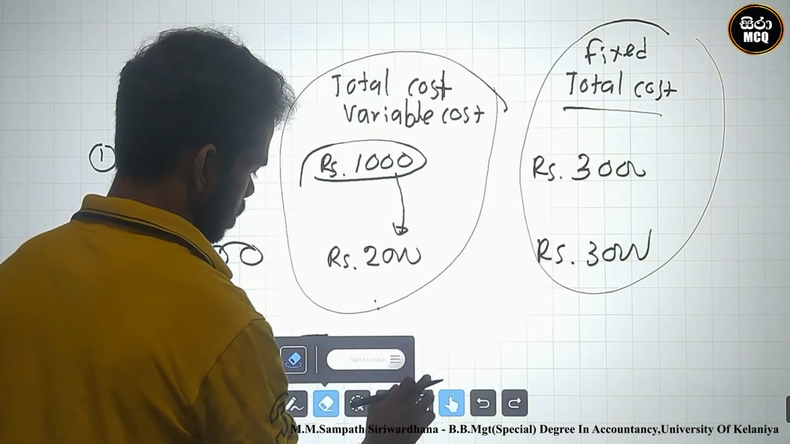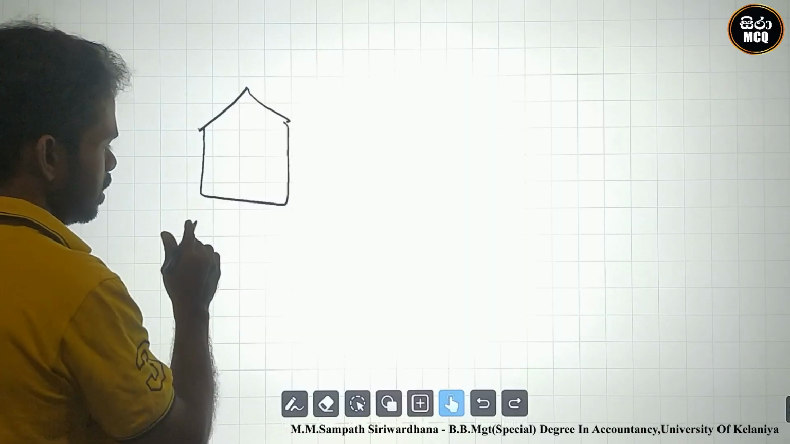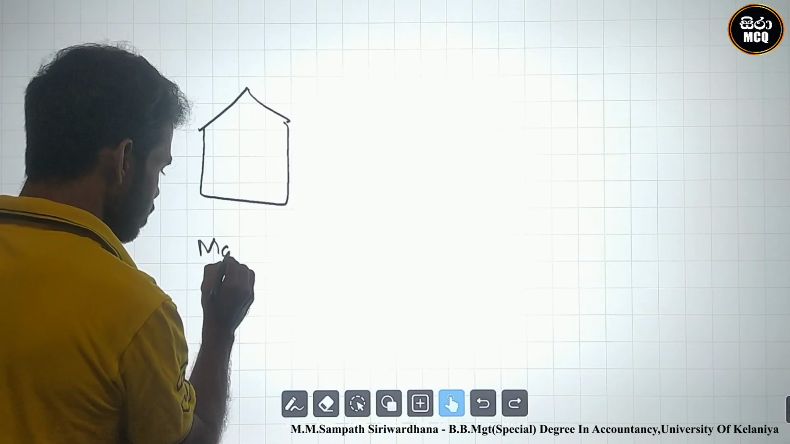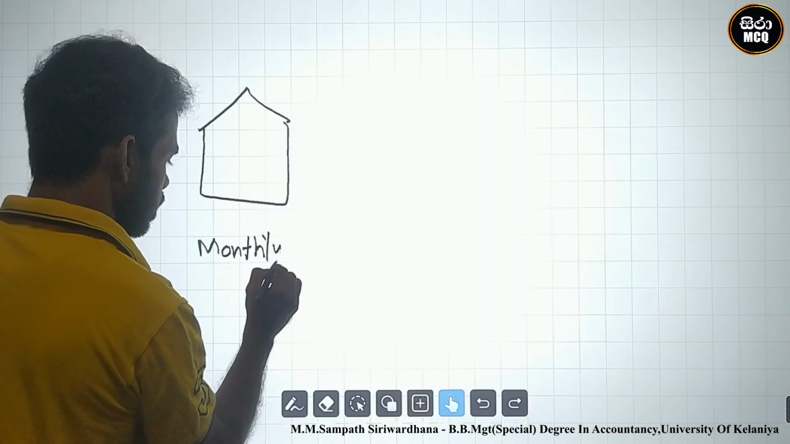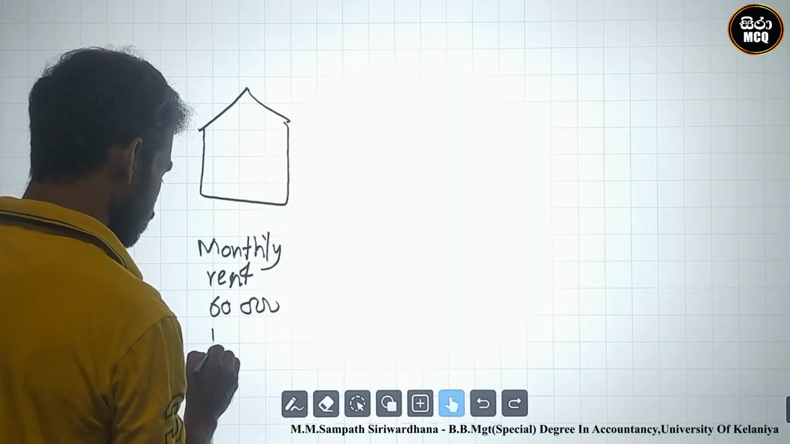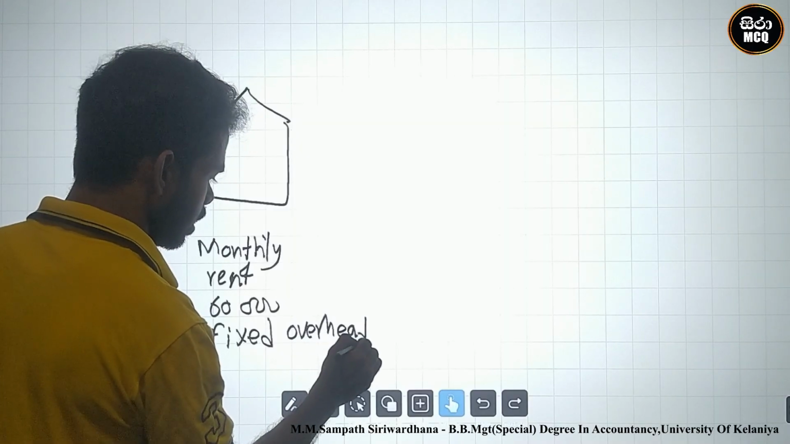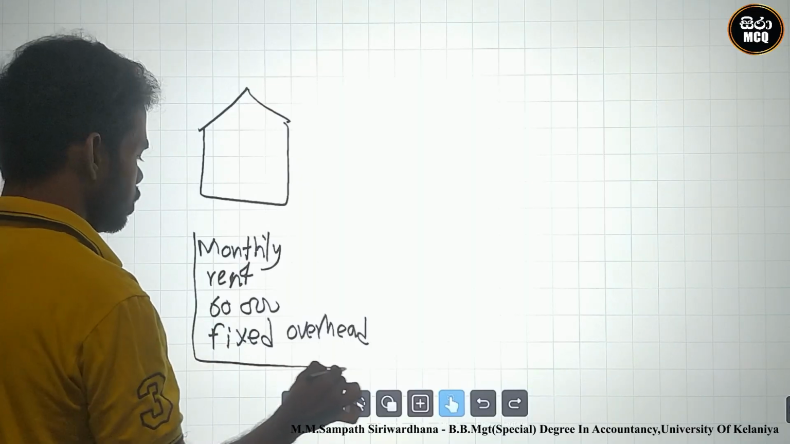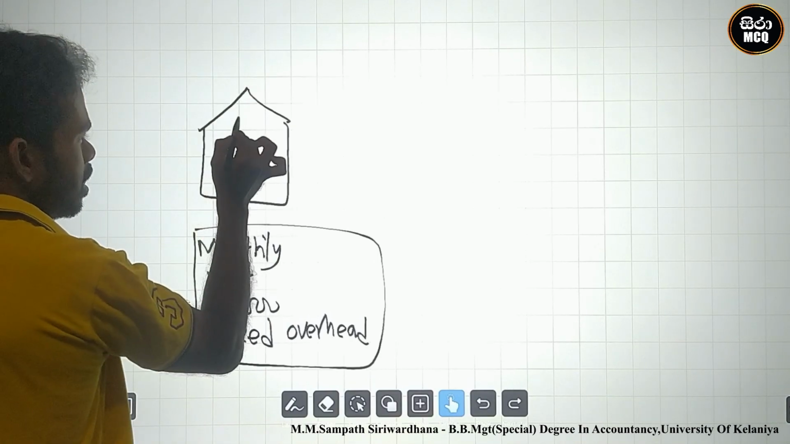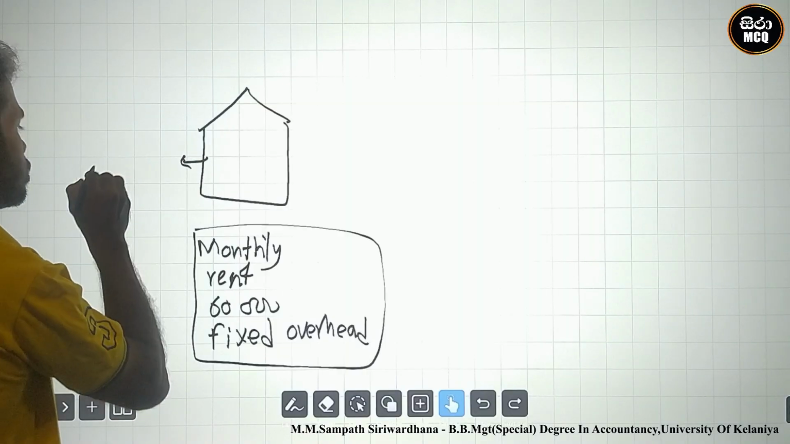Let's see. Think about a production company. For example, this is the rent. There is a building, and we must pay monthly rent as overhead. The monthly rent for this building is 60,000. This is the fixed overhead. Fixed means no change. Why is it said to change? Relating to this building, there is a highest production capacity of 1000 units.